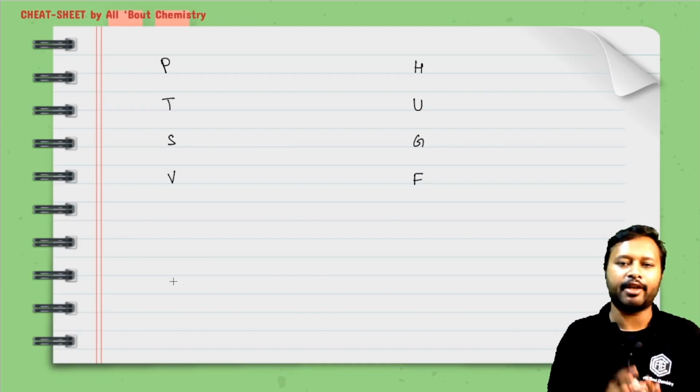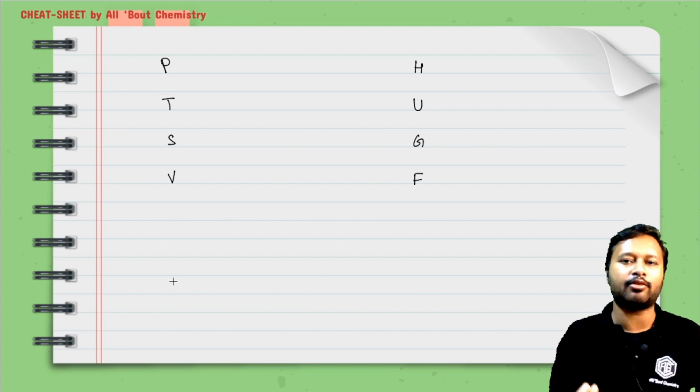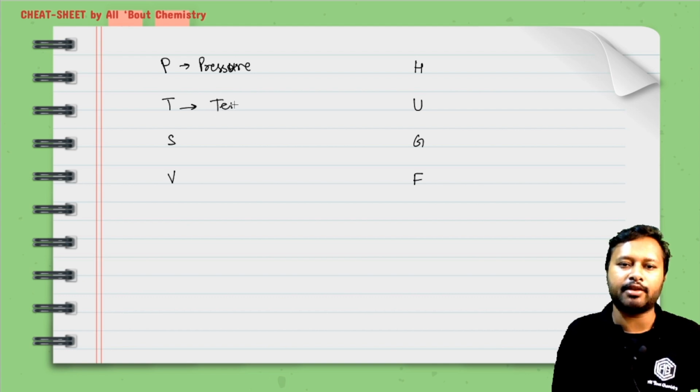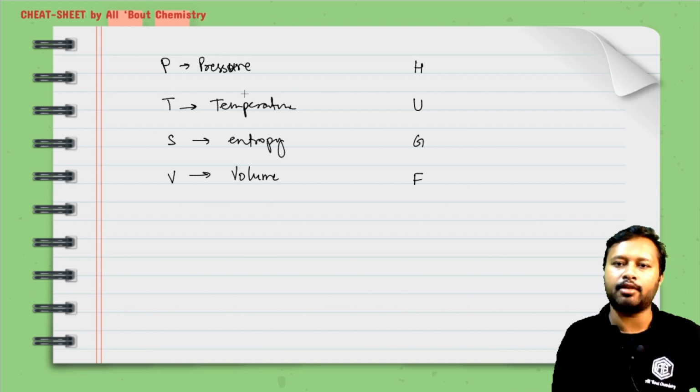Before going into the trick, a quick overview of the terms you are going to come across throughout this video. P represents pressure, T represents temperature, S represents entropy, and V as usual represents volume. These four terms represent the properties. Then H represents enthalpy. These are now the energy terms.